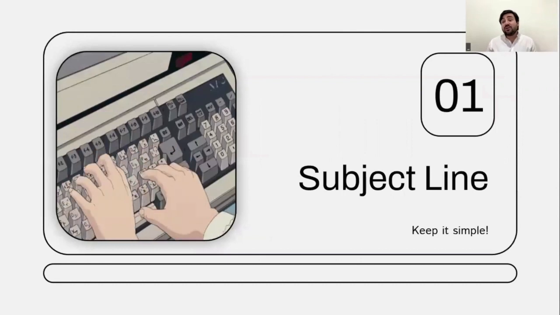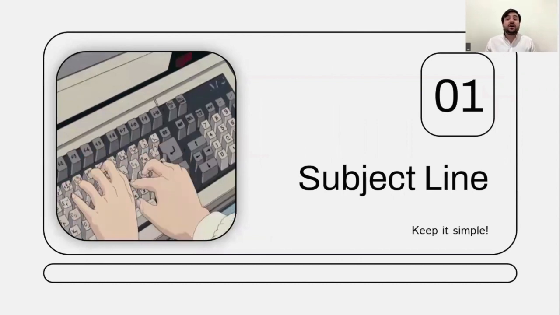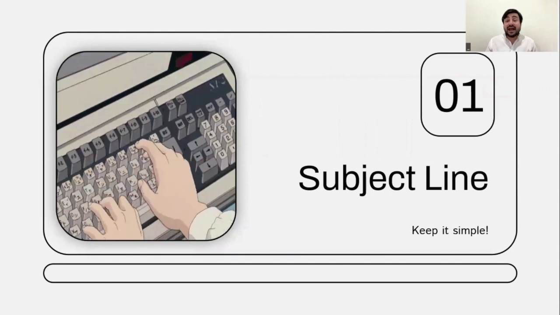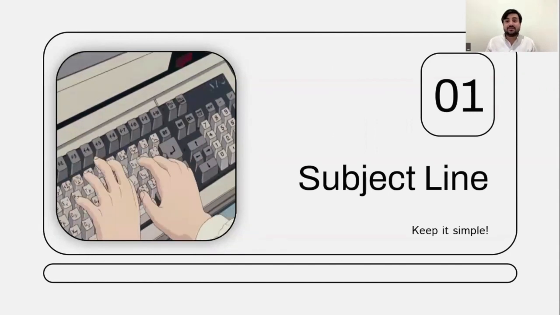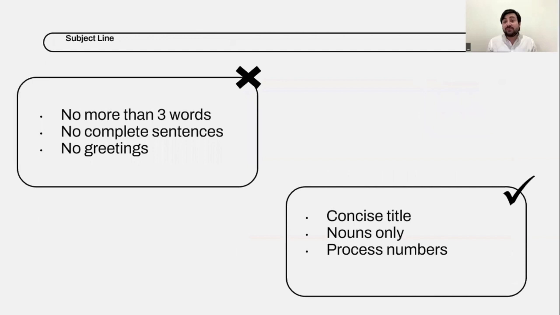First, when you think of the subject line, you're thinking of the first encounter your reader has with your message. Therefore, this shouldn't be longer than 3 words. It should never be a sentence, and it should only contain key information and no greetings. Now, the things it needs to have are a concise title, nouns only, and numbers for cases or topics that you're following up that have been mentioned previously.